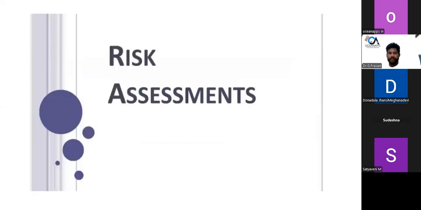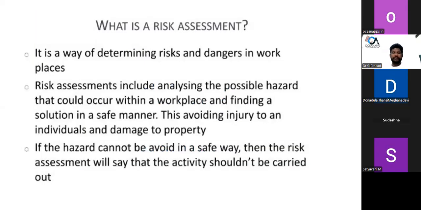And in the risk assessment, basically, what is the meaning of a risk assessment? It's a way of determining the risks and the danger in the workplace. So that is called a risk assessment.